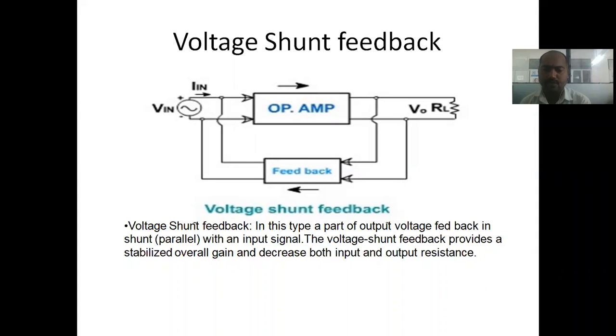Another thing that happens is that it affects the input impedance and output impedance. There is a decrease in both, that is, input and output impedance, right? Why is it happening? We use the terms resistance and impedance interchangeably. So when we use voltage shunt feedback, the effect is stabilized voltage gain, and another effect is that both the input and output resistance are decreased, right?